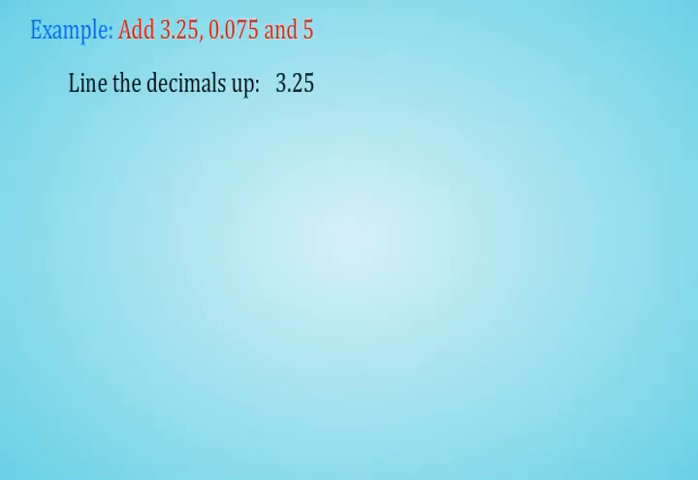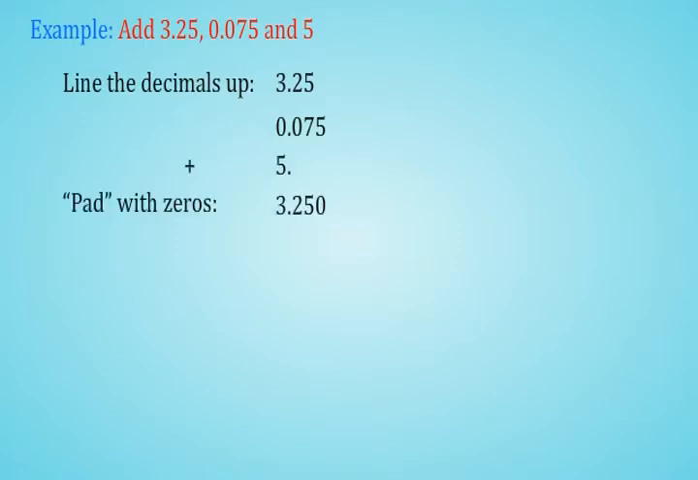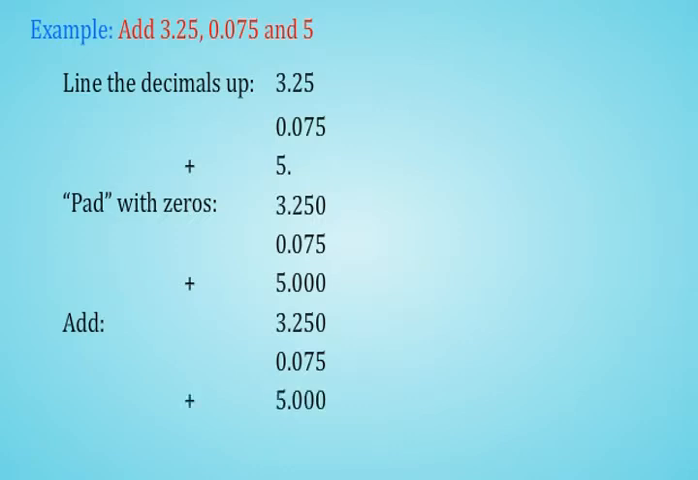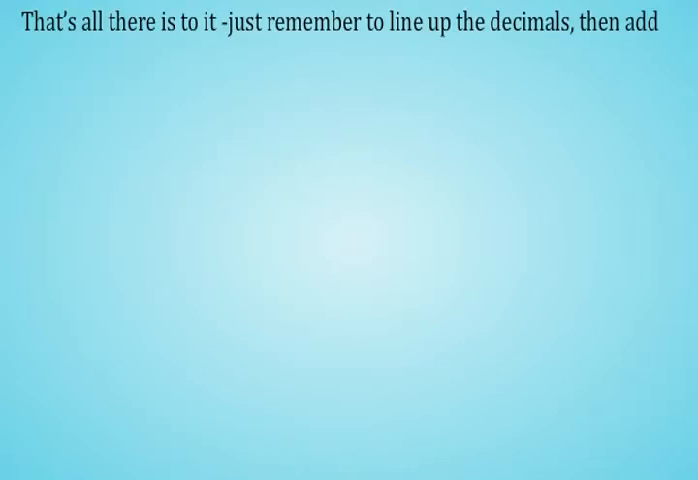Example, add 3.25, 0.075 and 5. Line the decimals up. 3.25, 0.075 plus 5. Pad with zeros. 3.250, 0.075 plus 5.000. Add. 3.250, 0.075 plus 5.000, equals 8.325. That's all there is to it. Just remember to line up the decimals, then add normally.